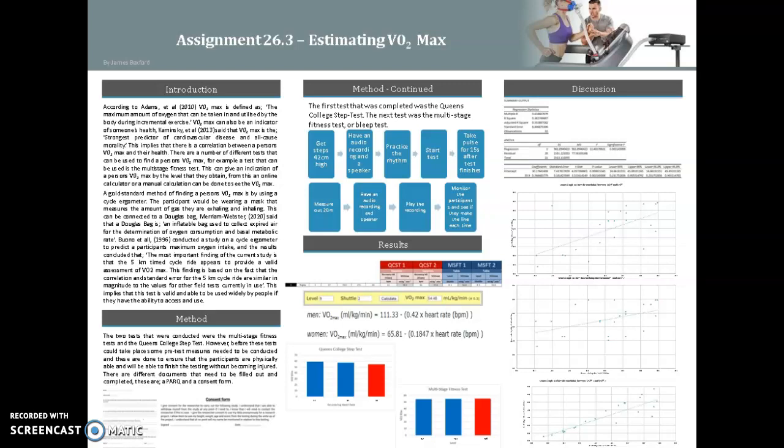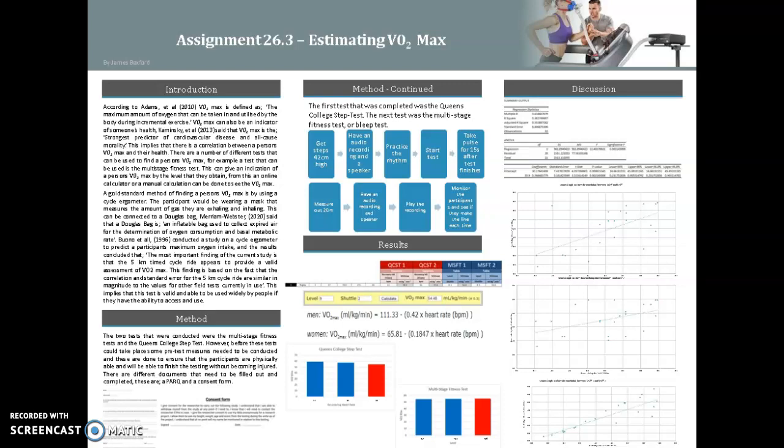Assignment 26.3: Estimating VO2 max. According to Adams et al. in 2010, VO2 max is defined as the maximum amount of oxygen that can be taken in and utilized by the body during incremental exercise. VO2 max can be an indicator of someone's health.